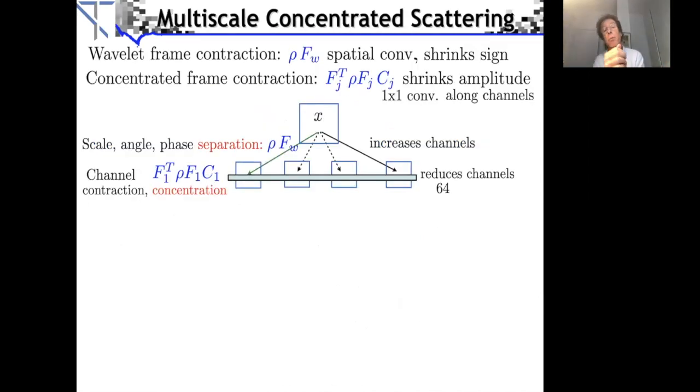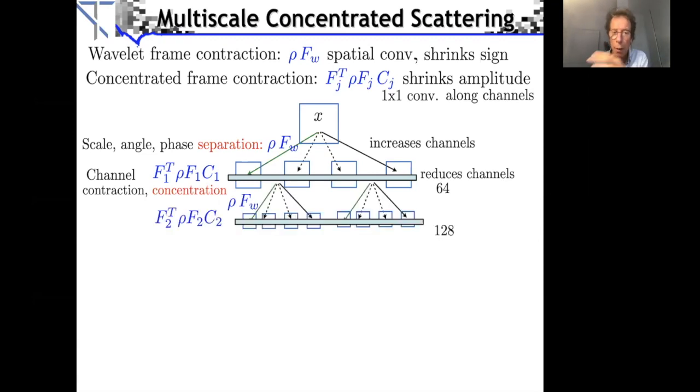The immediate idea that comes to mind is to say, okay, instead of doing that at the end, why not do it at each layer? So at each stage, I'm going to apply these wavelet filters, which are spatial convolutions, with the ReLU, which does a shrinking of the sign. And then along the channels, we're going to apply a 1-1 convolution, which, as I mentioned, does an orthogonal concentration which reduces the number of channels, and then makes a soft thresholding. So basically, you reduce variability along the channel. This is my operator, and it's going to begin to concentrate the information.